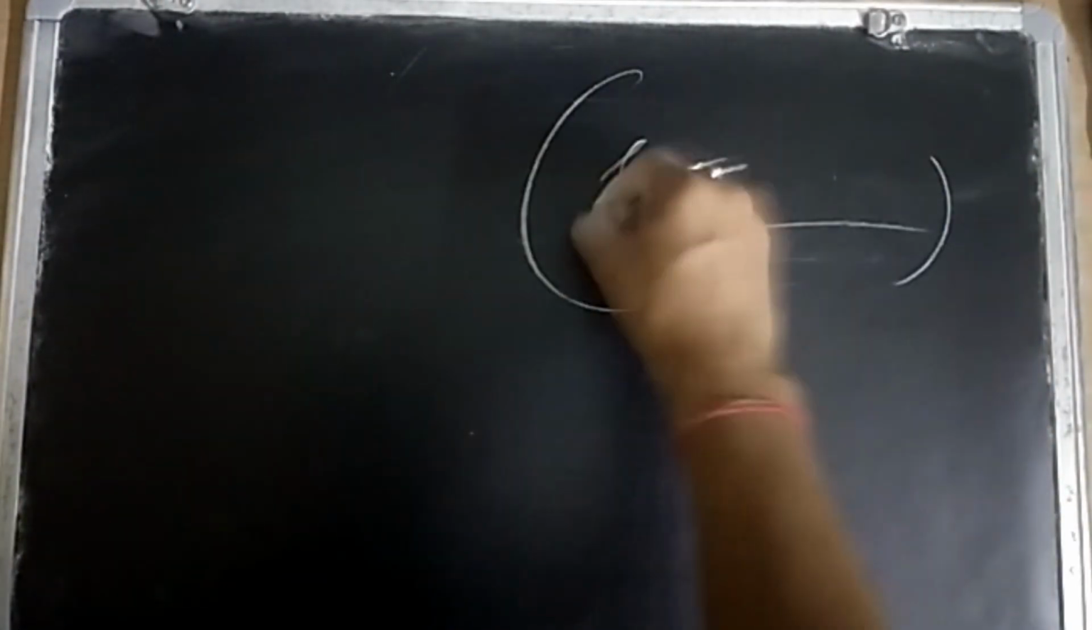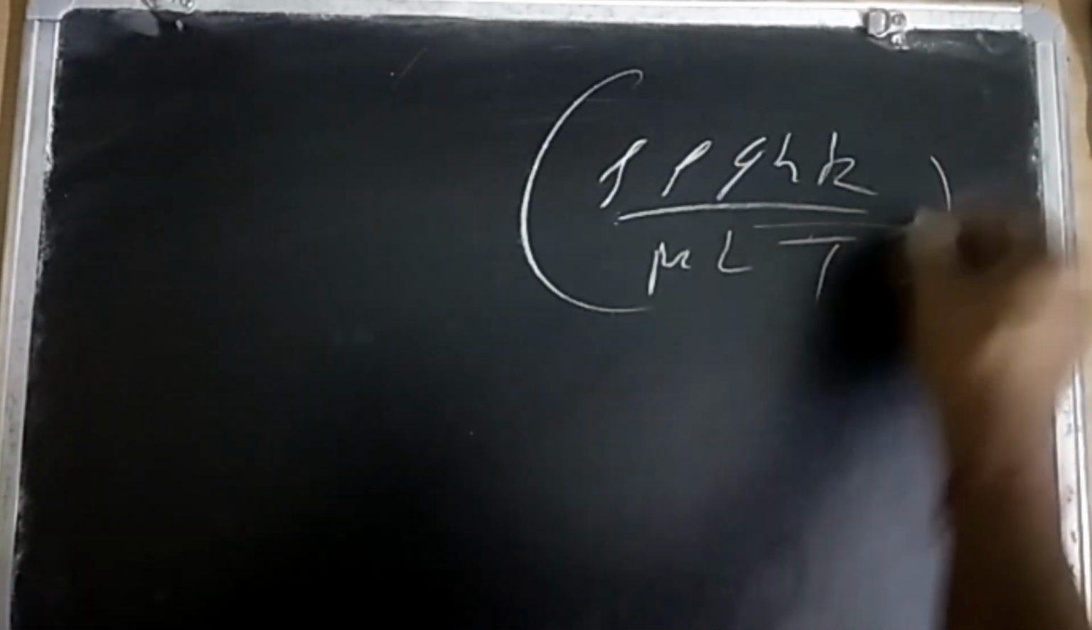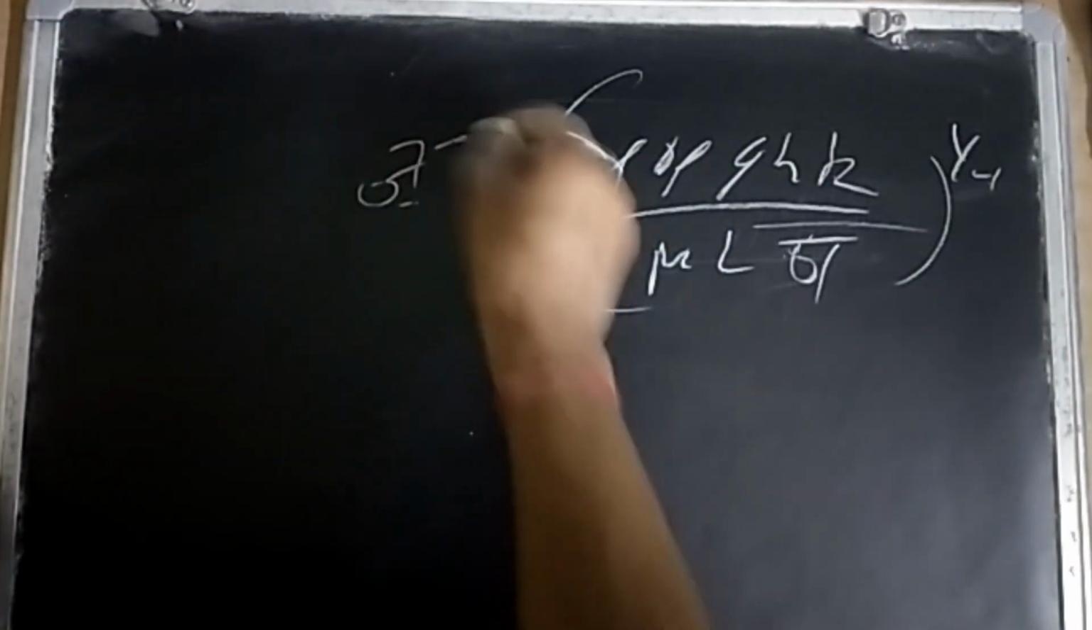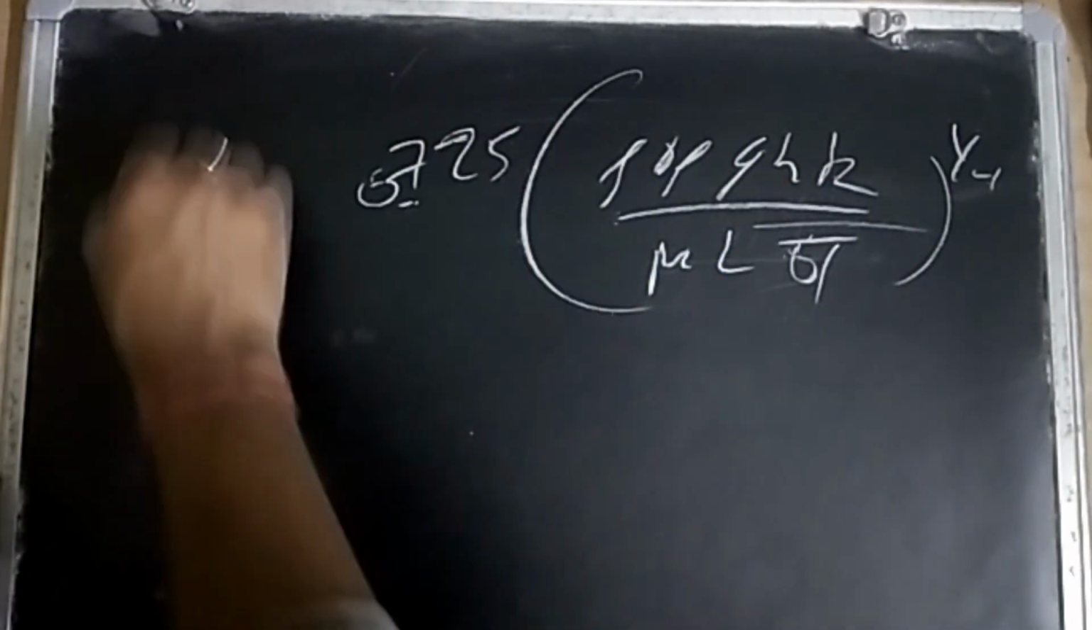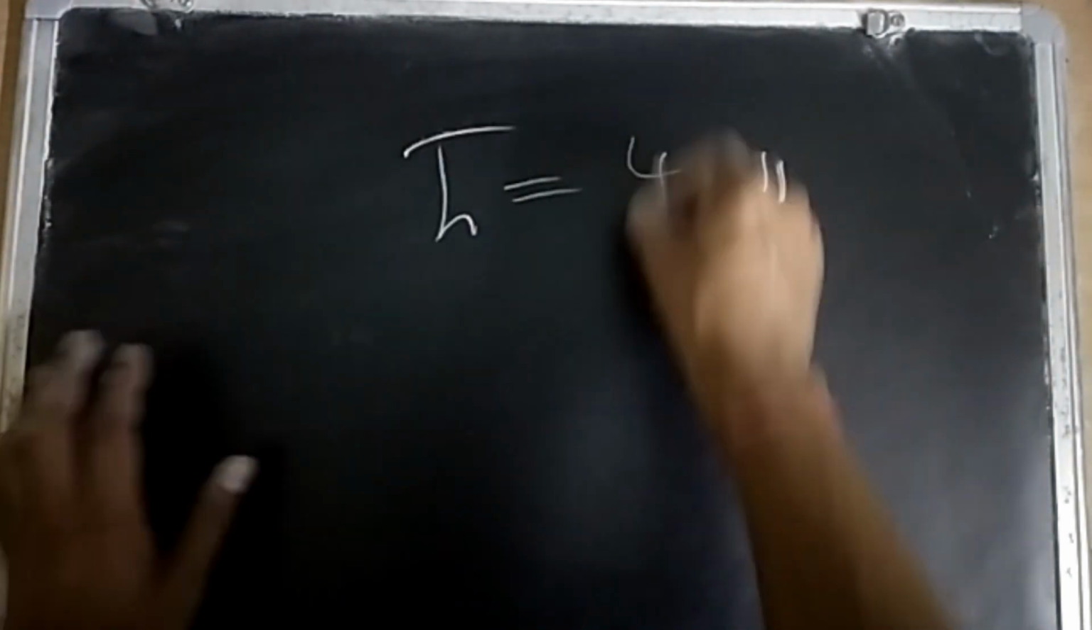Same thing here would be there: rho g h k upon mu L delta T, all to the power 1 upon 4. Just write 0.725. This is for horizontal. Okay, this is also done. And here the average heat transfer coefficient is 4 by 3 h into local.